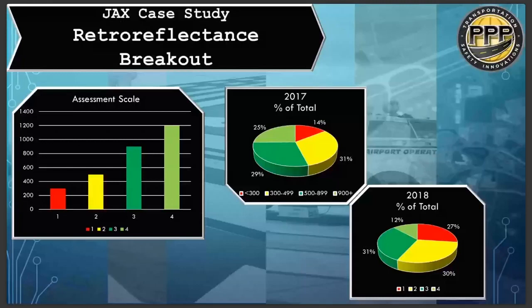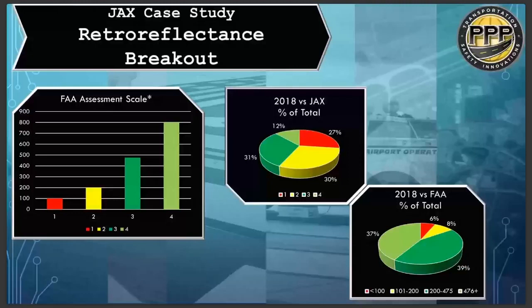Now, what's interesting here is that the FAA came through and said, okay, anything under 100 on white, anything under 75 on yellow would need to be replaced. So what I did was I took the information that we had in JAX, and you can see again, that's 57% in 2018 fell in the replacement or maintenance category.